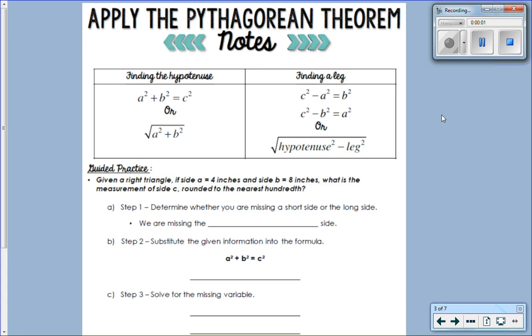Right, today we're going to be using the Pythagorean theorem to solve for the hypotenuse. Okay, so on your notes, we're looking at this side where it says finding the hypotenuse, a squared plus b squared equals c squared. This is on your reference material. There's no need to memorize it. You'll be able to use your reference material on a quiz and a test.